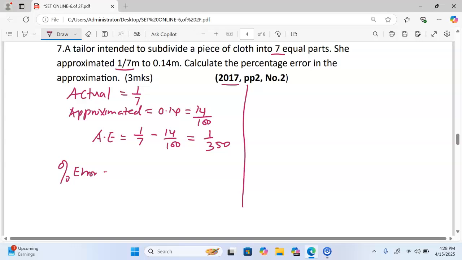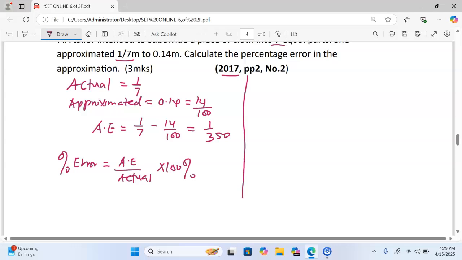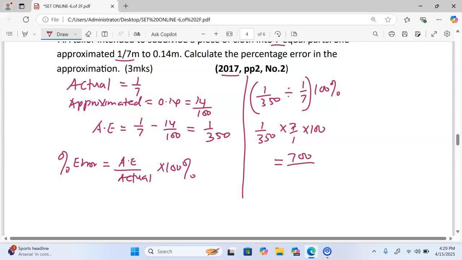Once we have this error, we can get the percentage error. The percentage error is obtained by taking the absolute error, you divide by the actual, you multiply by 100%. This way, we have the absolute error as 1/350. You divide by the actual, which is 1/7. Then we multiply by 100%. This is the same as 1/350 times 7/1 multiplied by 100. And this is equal to 1 times 7 times 100, which is 700, divided by 350 times 1, which is 350. And this gives us exactly 2% as the answer to this particular question.